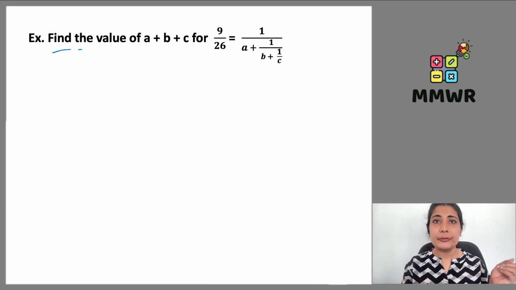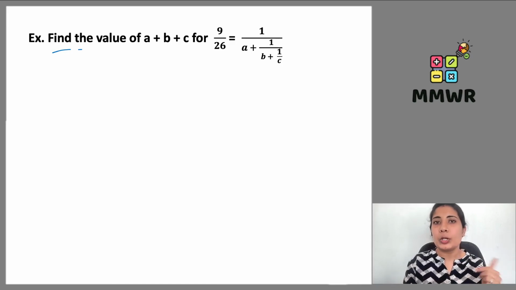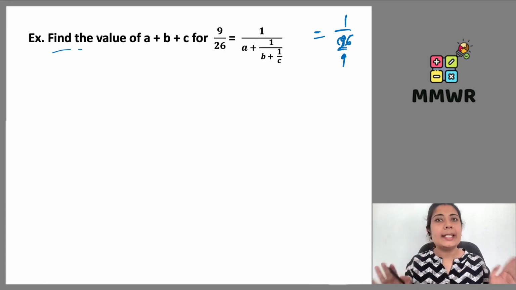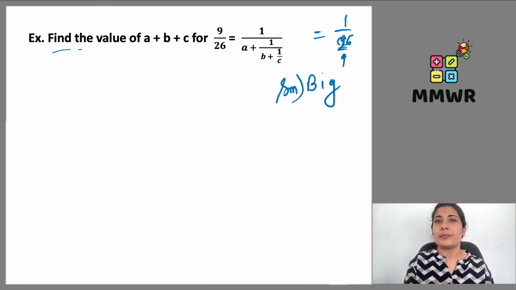In one of the sessions before, one of the videos, I have shown you the longer method कि हम कैसे करते हैं. पहले 9 upon 26 को मैं ऐसे लिखूंगी 1 upon 9 upon 26 upon 9, and then 26 को 9 से divide करेंगे, and then we will be doing it. This time I don't want to show any other longer method. I just want to show you the shortcut method, which is you simply have to divide the big number by the small one. That's it. Okay.